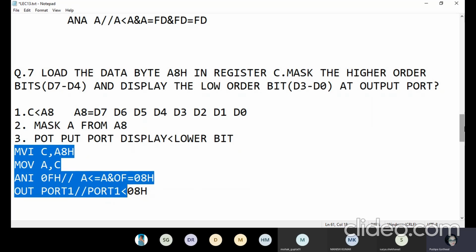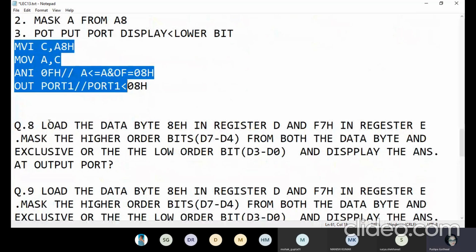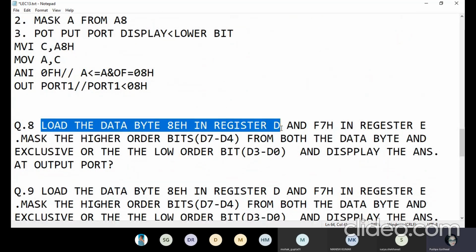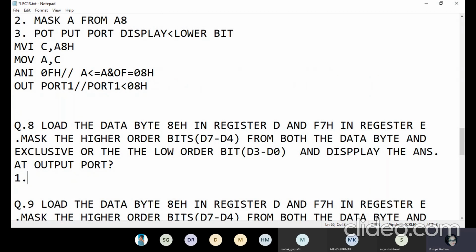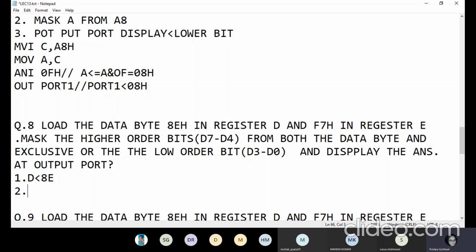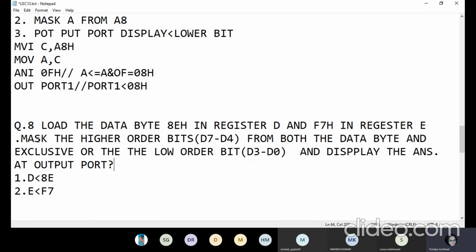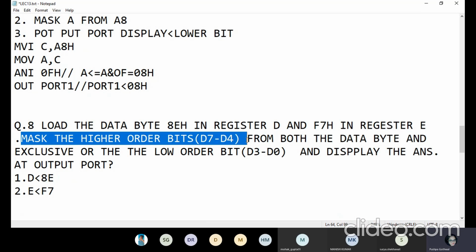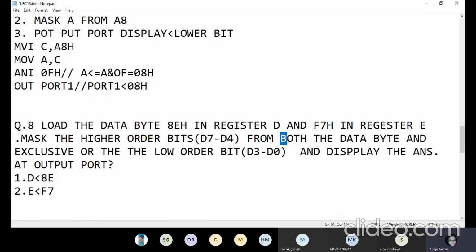Now the next question is: load the data byte 8EH in register D and F7H in register E. So the first part is we have to load D with 8EH, and in the second part we have to load E with F7H. Then mask the higher order bits D7 to D4 from both the data bytes. Both data bytes means this one and this one. We have to mask the higher bits of these two, D and E registers.